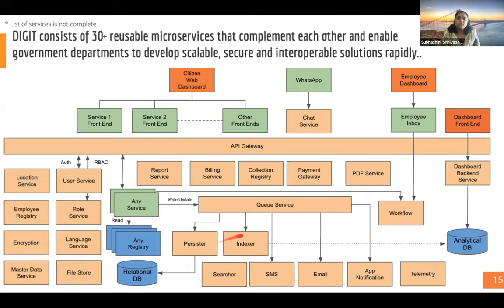And again, the indexer is very similar to the persister. You can write configuration for it, tell it what data to pick up, how to enrich it, and what you want to push into Elasticsearch. These two services are pretty key services. You've also got some notification services, if you want to send an SMS or an email. So we've got a generic notification service which will take care of it for you.